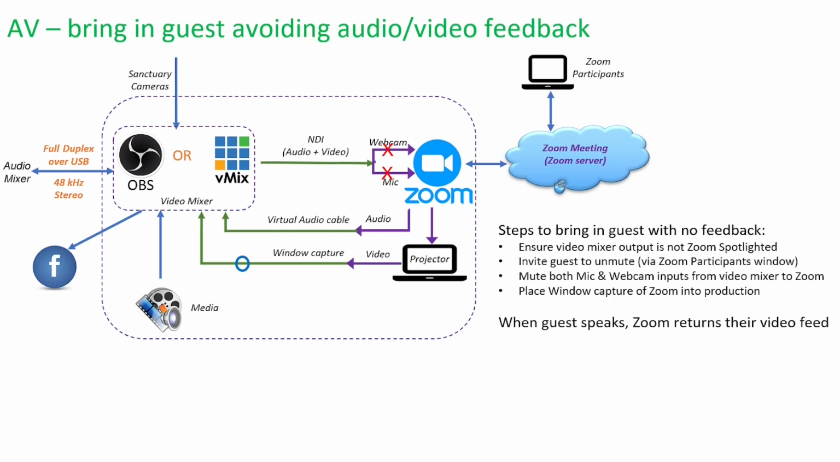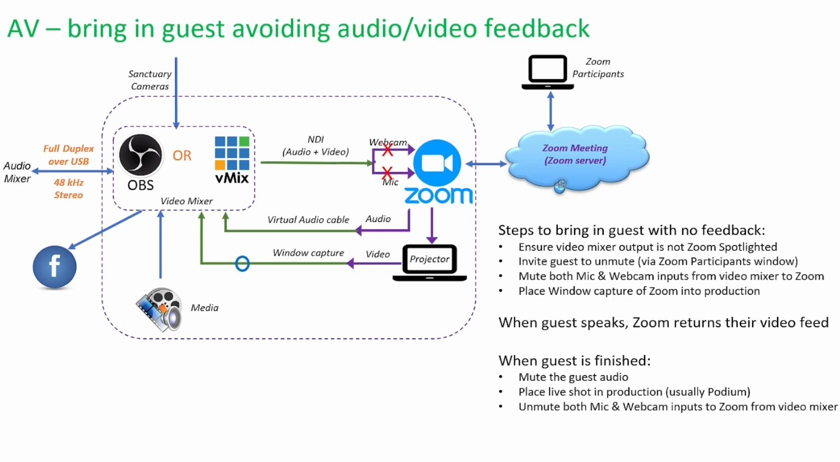As mentioned earlier, when the guest speaks, Zoom will show their video feed on the projector and will be shown in the recording. Once the guest has finished, you have to mute the guest's audio, place a live shot, usually the podium, in the video mixer output, and unmute mic and webcam inputs on the Zoom client. Once audio is received from the live venue, Zoom will switch the return video feed to the video mixer output.